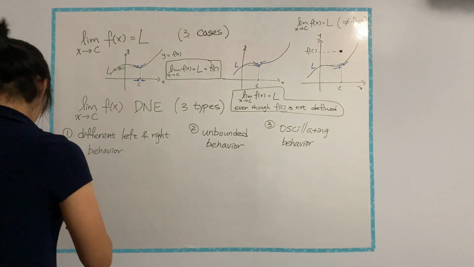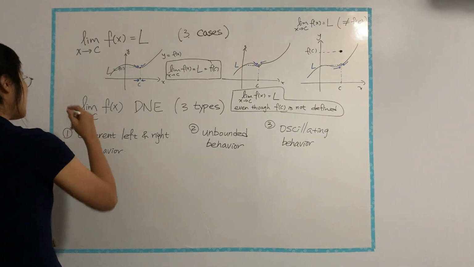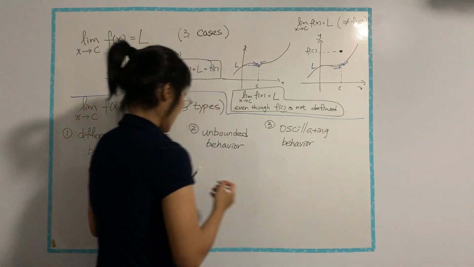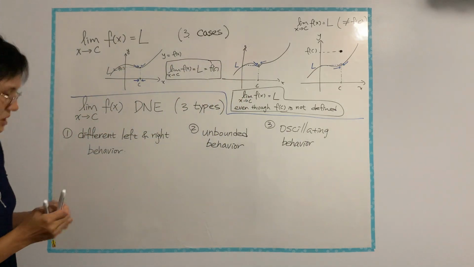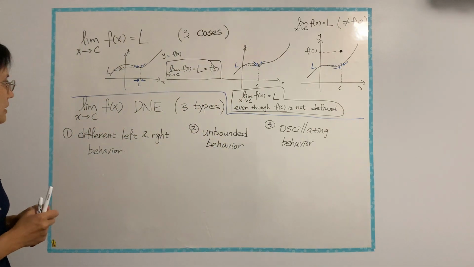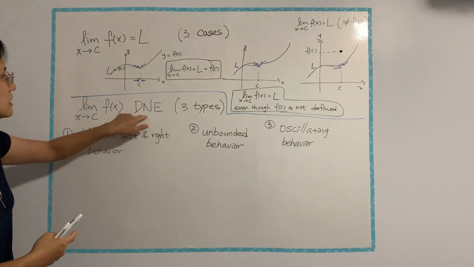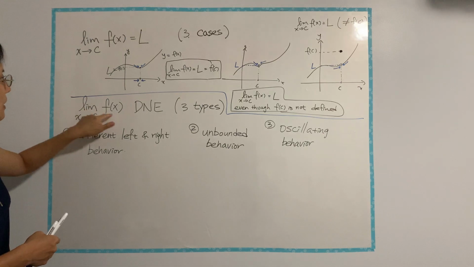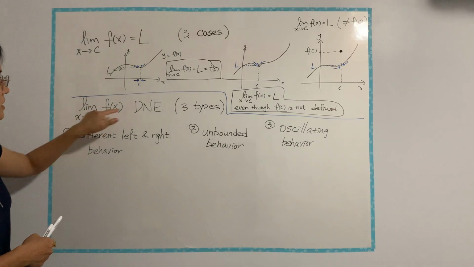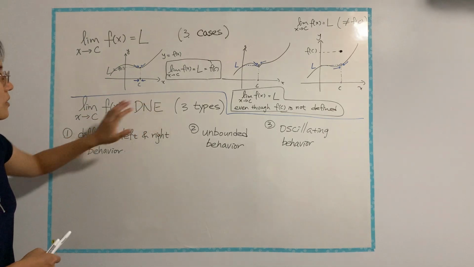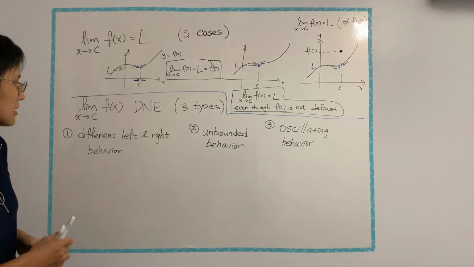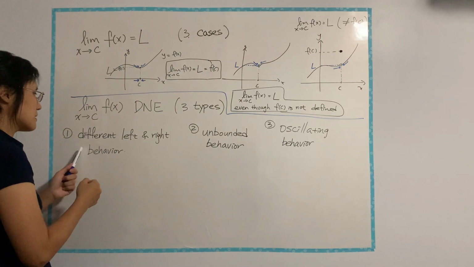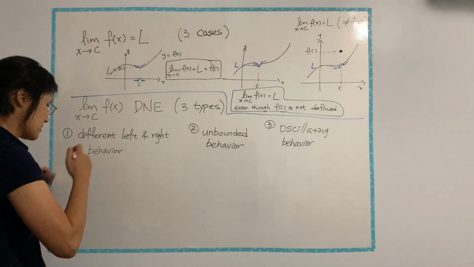Okay, so now let's look at the possible situations where the limit does not exist. So DNE stands for does not exist. The limit of f as x approaches c does not exist. And we have three situations. Now let's go look at. You have seen the first situation.